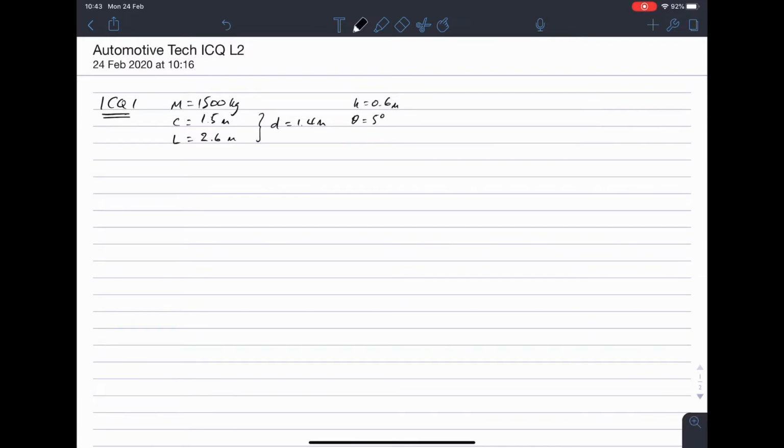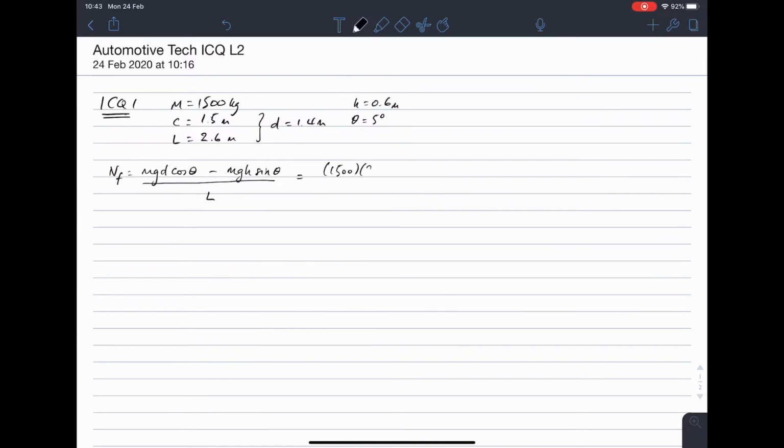Okay. And so we have our equation: NF was mg d cosine of theta minus mgh sine of theta, divided by the wheelbase L. Okay. And so we've got an mg in both of them, so I'm going to take them outside.